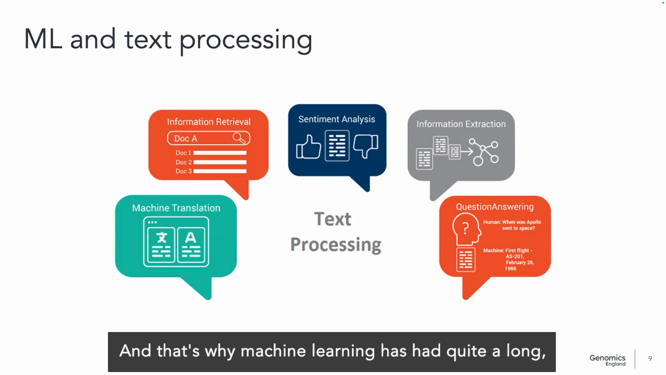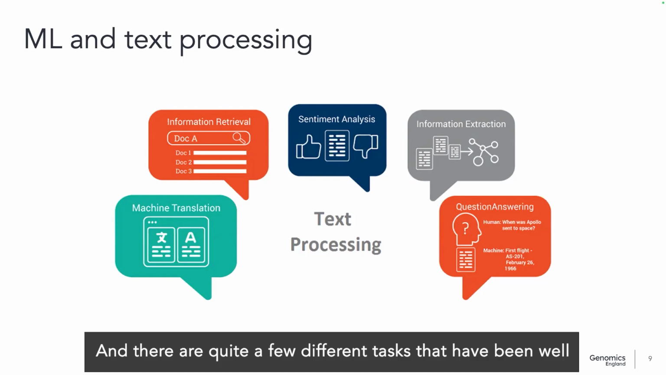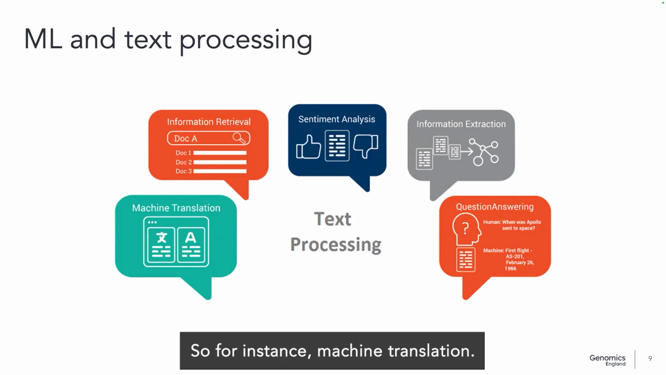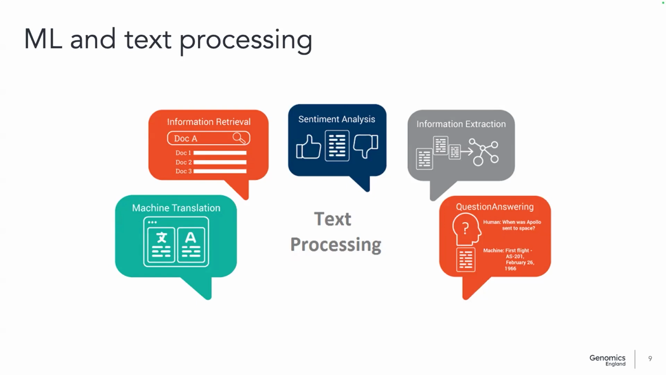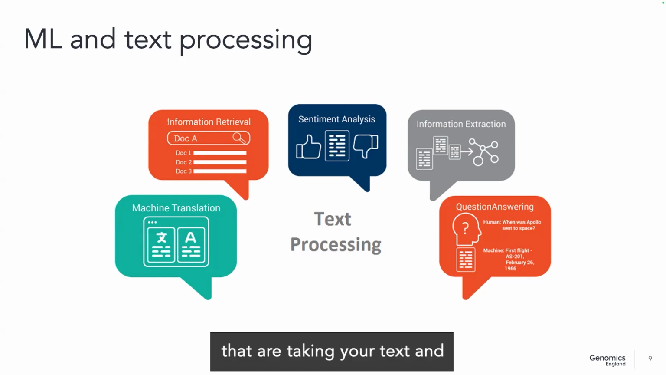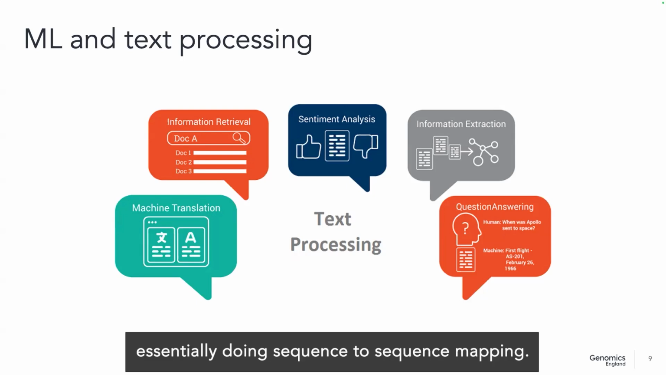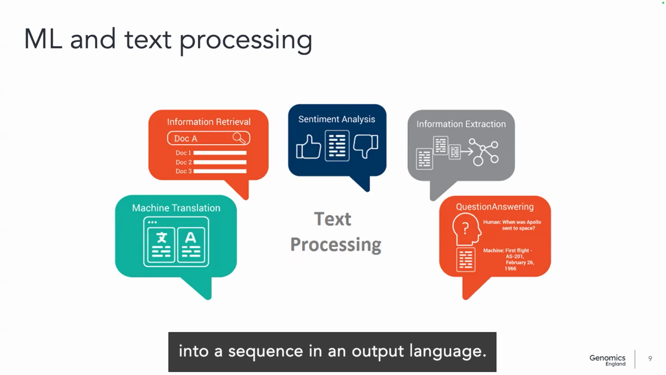And that's why machine learning has had quite a long history within the text processing world. And there are quite a few different tasks that have been well developed in this field. So for instance, machine translation. So whenever you're using things like Google Translate or DeepL, these are running machine learning models in the background that are taking your text and essentially doing sequence to sequence mapping. So taking your input in one language and then mapping it into a sequence in an output language.